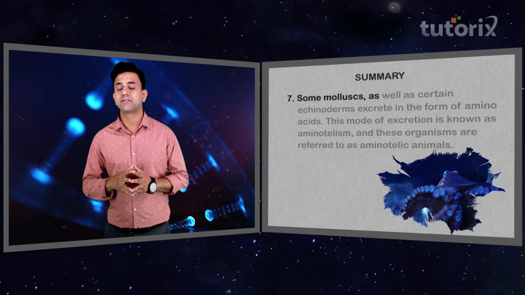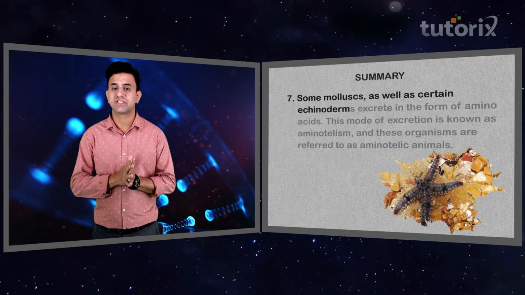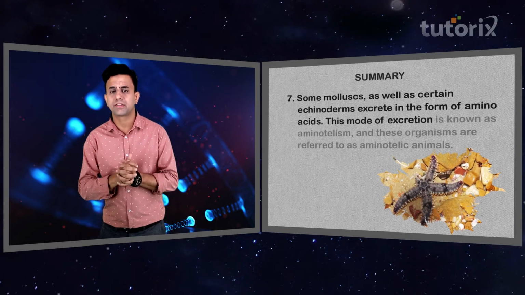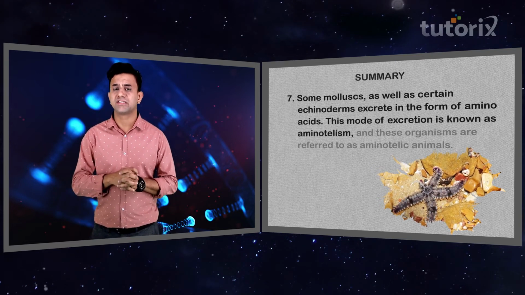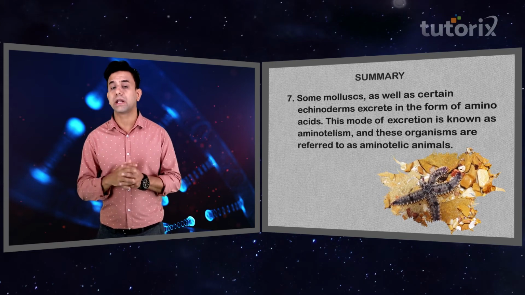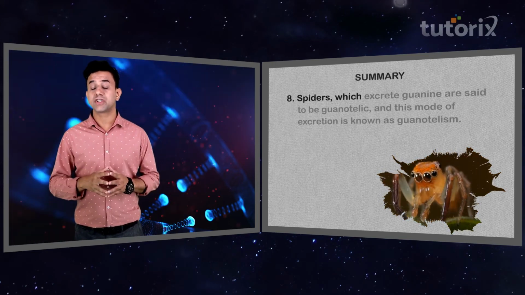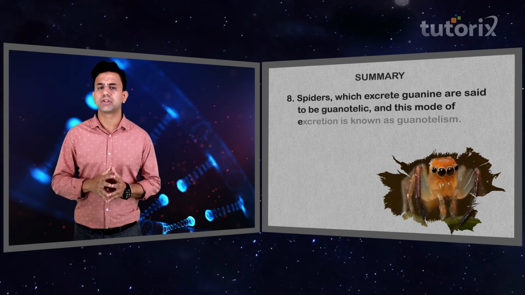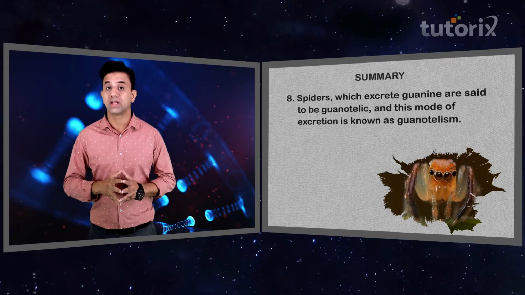Some mollusks as well as certain echinoderms excrete in the form of amino acids, and this mode of excretion is known as aminotelism, and these organisms are referred to as aminotelic animals. Spiders which excrete guanine are said to be guanotelic, and this mode of excretion is known as guanotelism. So friends, we are now sure about the different modes of excretion, and we are crystal clear about these concepts.